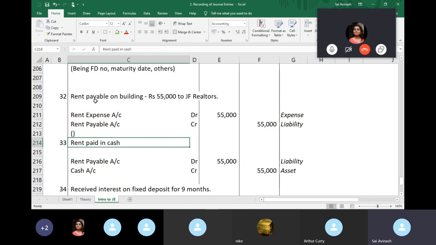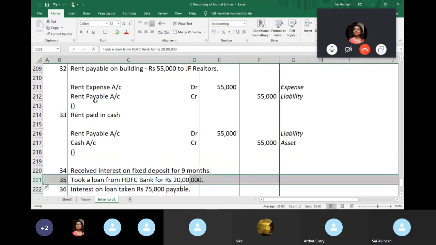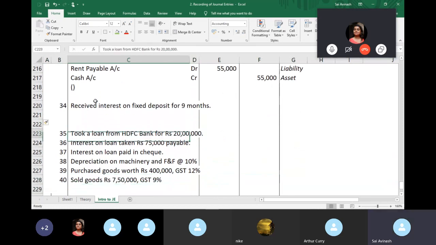And again, just mention your narrations here. Okay. Received interest on fixed deposit for 9 months. Right. So that's all. We haven't received any information about what value we've received, nothing.